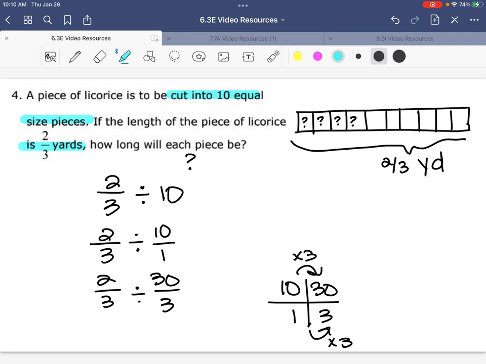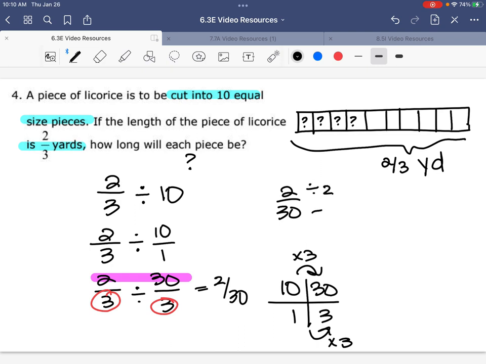And because my denominators are the same, I can divide straight across. So I get 2 divided by 30, which I know can simplify by 2 to get 1 over 15. So each piece of that licorice is 1/15 of a yard.